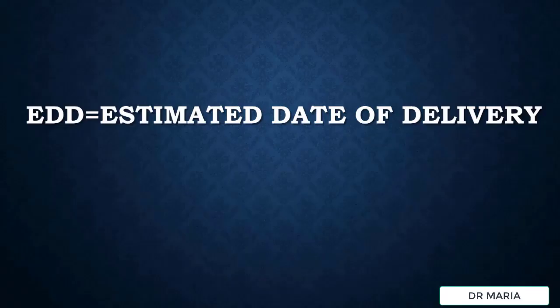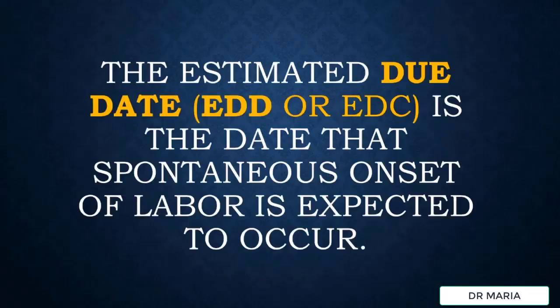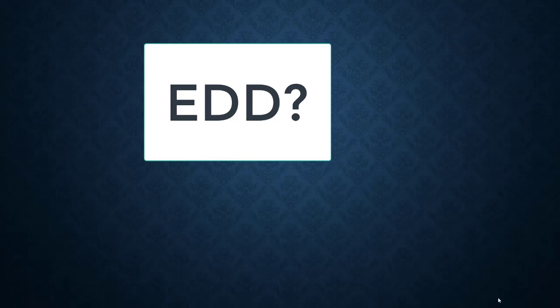EDD stands for estimated date of delivery. This is the date that spontaneous onset of labor is expected to occur. If on this date the spontaneous onset of labor does not occur, your doctor will decide whether you should wait for the next 2 weeks or not, whether induction of labor should be given or not, and what would be the mode of delivery. How we can calculate EDD depends upon your menstrual cycle.